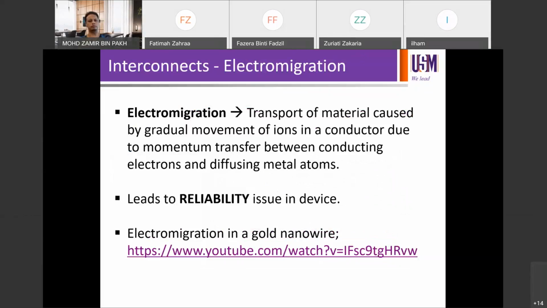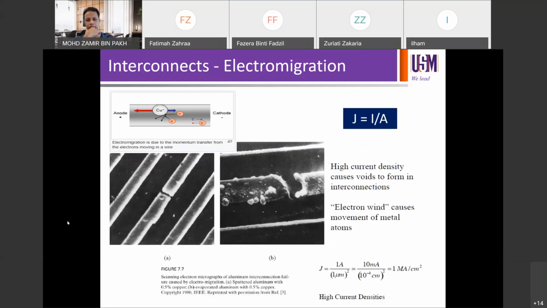Okay, so when your contacts or your wires break in the final device, you're going to have a reliability issue. Maksudnya device itu dah tak reliable lah. It will not function as intended because the extraction of the carriers will not be the way it's supposed to be. So that's due to electromigration. Let's look at electromigration in more detail.